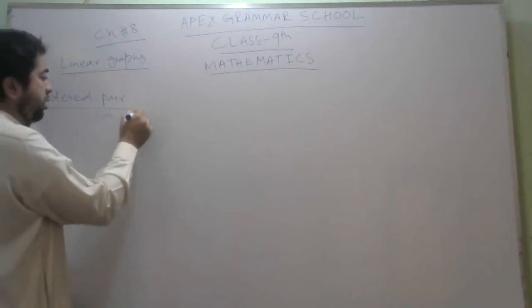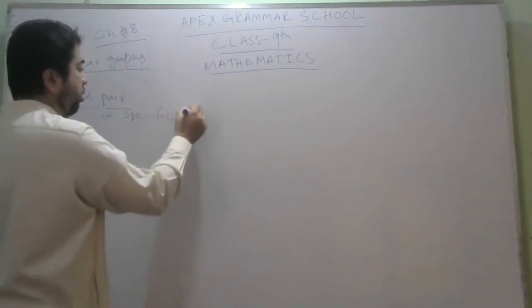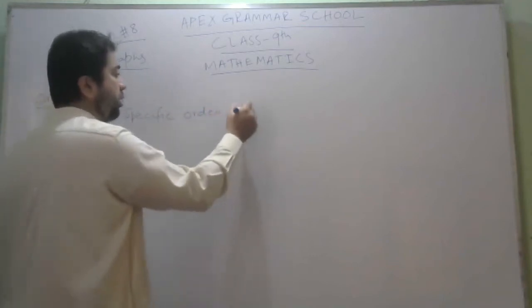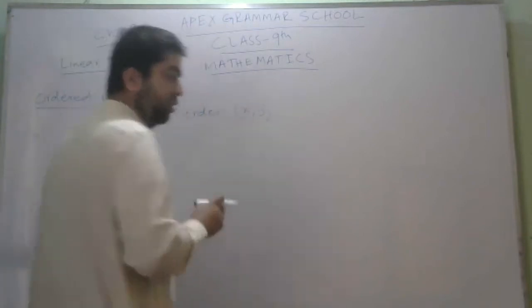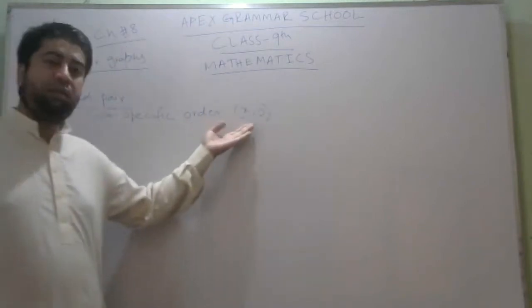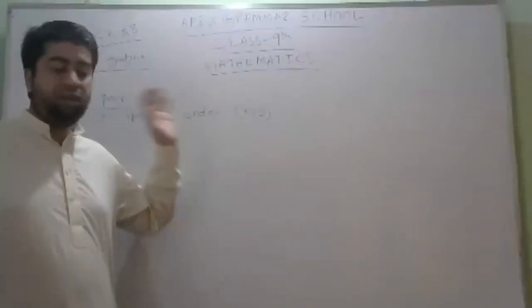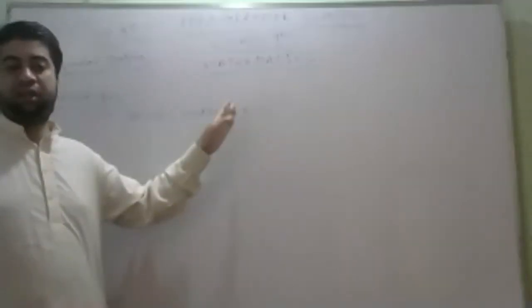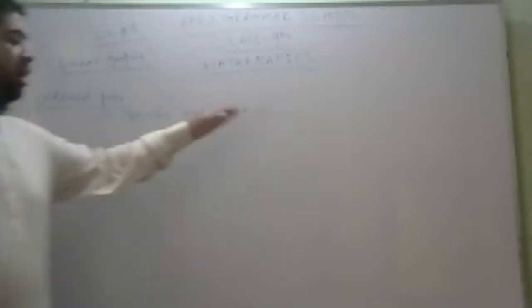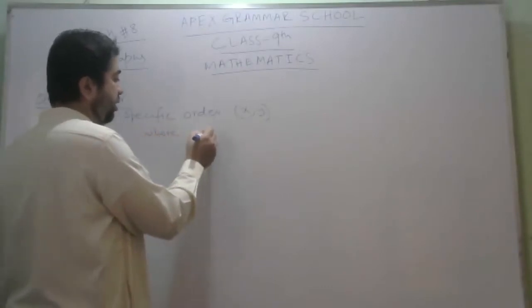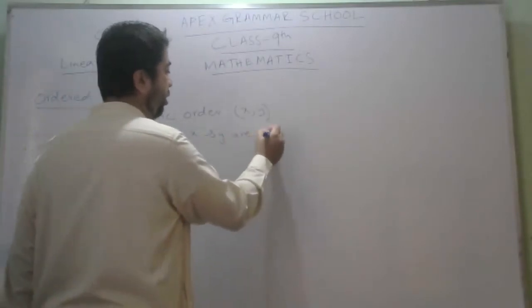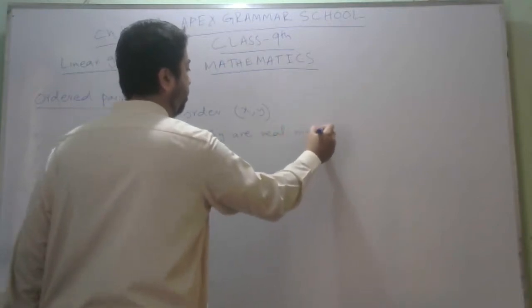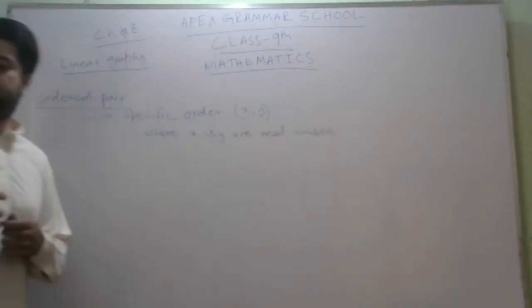in a specific order, like x comma y. This is called an ordered pair, in which elements are written in a specific order: the first element is the value of x and the second element is the value of y. So x and y are both real numbers.